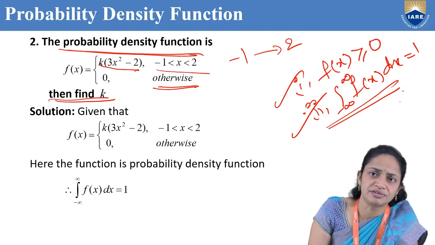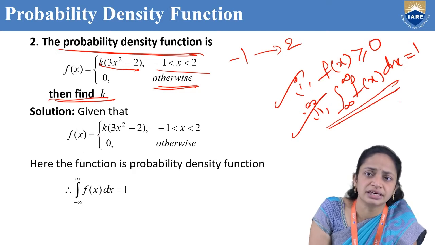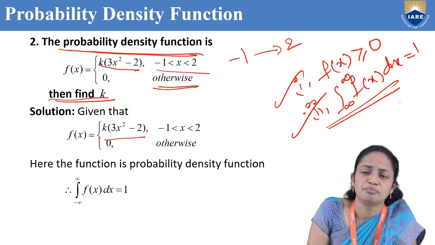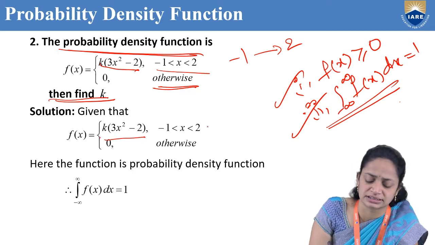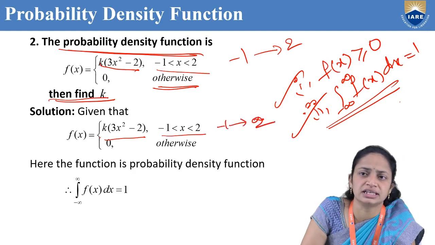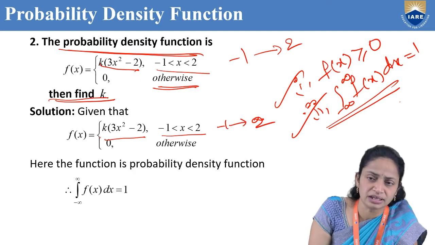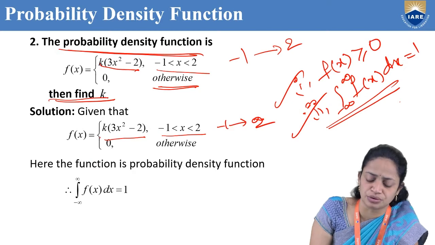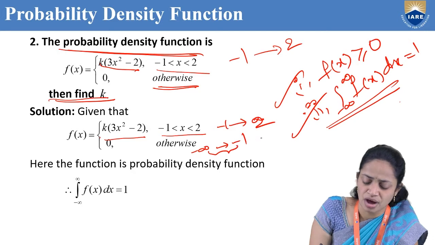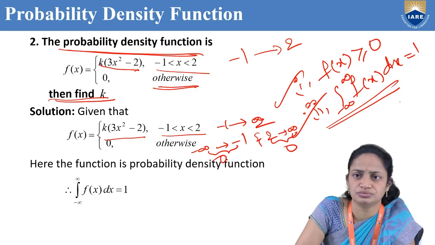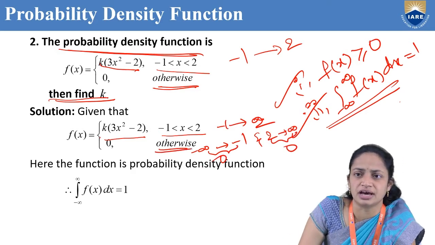Okay, so what is our function? Here our function is k into 3x square minus 2, where the limits are minus 1 less than x less than 2. So the limits are minus 1 to 2, and for the remaining values the function is 0. So from minus infinity to minus 1 the function is 0, and in the case of 2 to infinity, the function will be 0. That is our otherwise case.